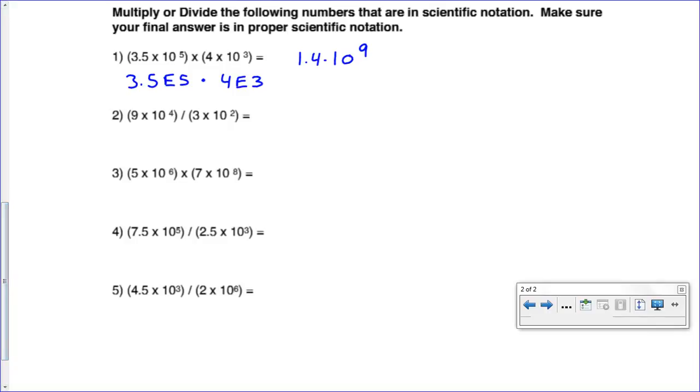Going on, this divided by 1, 9 times 10 to the fourth is 9E4, and this is really the strength of this, because order of operations can get messed up here if you don't use the EE key. So 9E4 divided by 3E2. Put that into your calculator, and you should get 300. We want to write this in scientific notation, though. So I'd call that 3.0 times 10 squared.